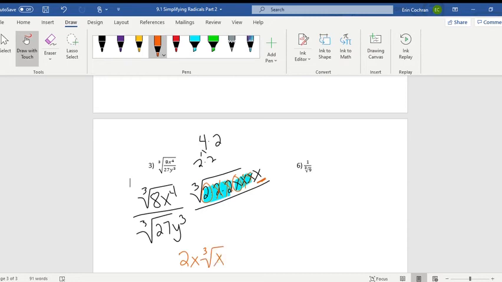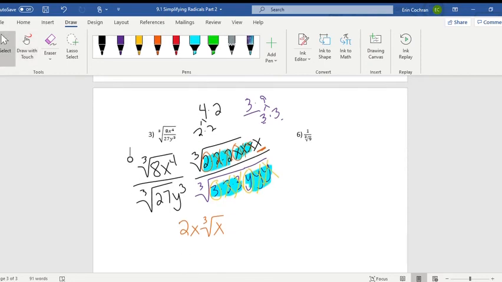Now let's do the denominator. 27 breaks down to 3 and 9. 9 breaks down to 3 and 3. So we have the cube root of 3 times 3 times 3, and then y. So do we have triples? Yes, we have a triple 3 and we have a triple y. Nothing left over, which is nice for the denominator. So we're going to circle a 3, cross 2, circle a y, cross 2. So then my denominator, the circles come out, so 3y, and I have nothing left over.